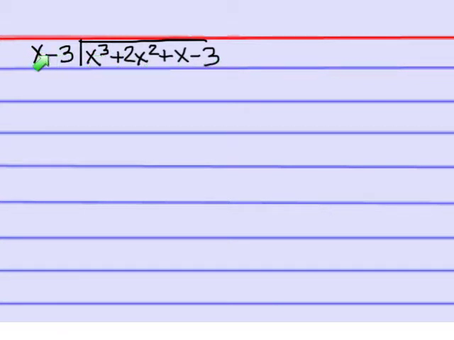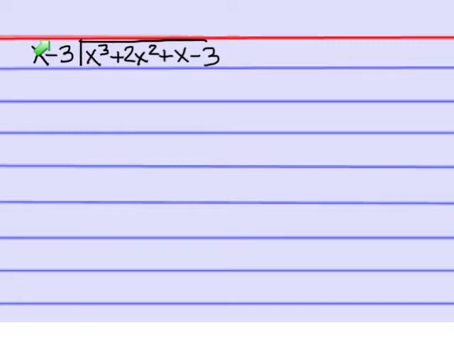This is a binomial because it has 2 items in it. This is a polynomial because it has more than 3. 3 is a trinomial, 2 is a binomial. Here's what you do first. Take a look at the x and figure out what do I have to multiply x by in order to get x to the third. Remember, you add the exponents when you multiply.